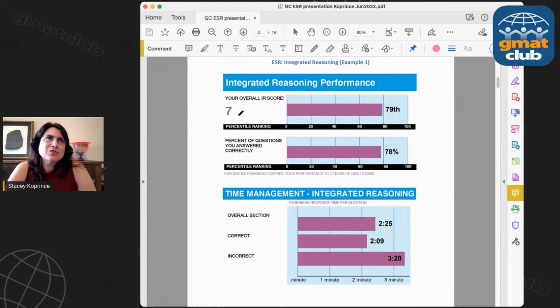To get a score of 7, so there are 12 questions in the IR section, probably about 9 of them count. So probably about 3 of them are experimental. And that's just based on the percentages that we see for what's going on down here. So probably this person missed 2 of the 9 counted questions in the IR section.